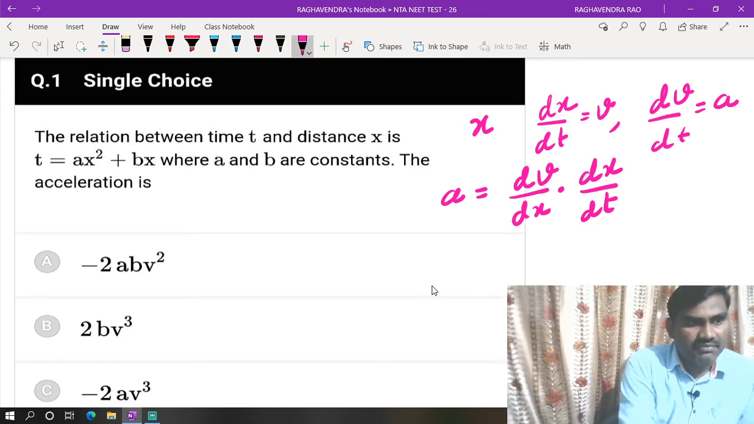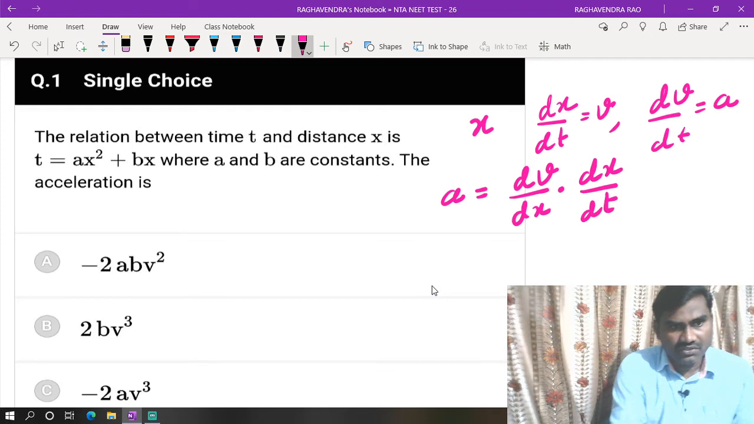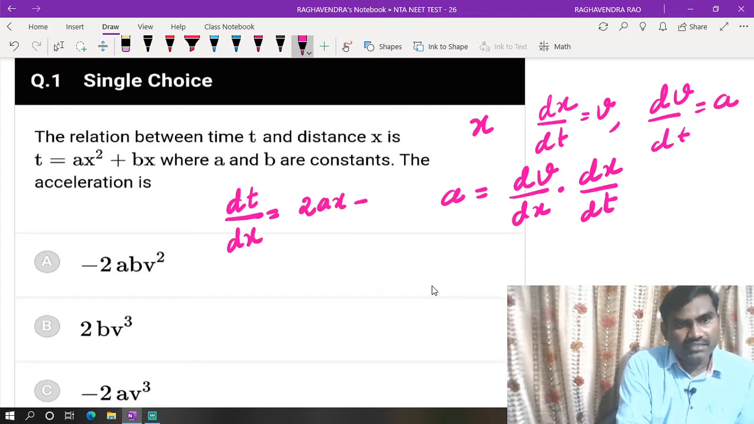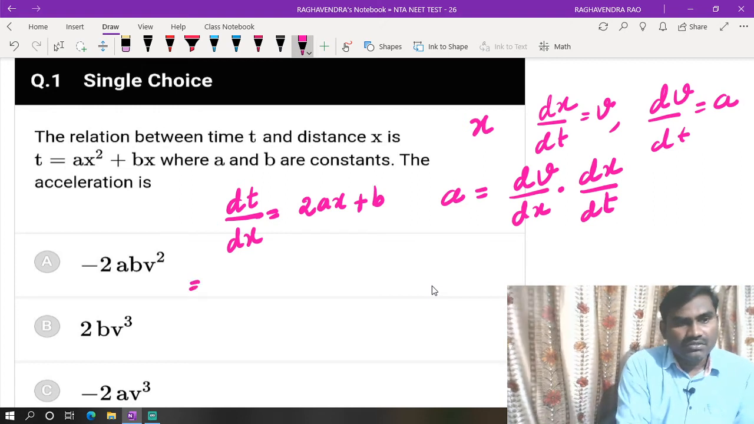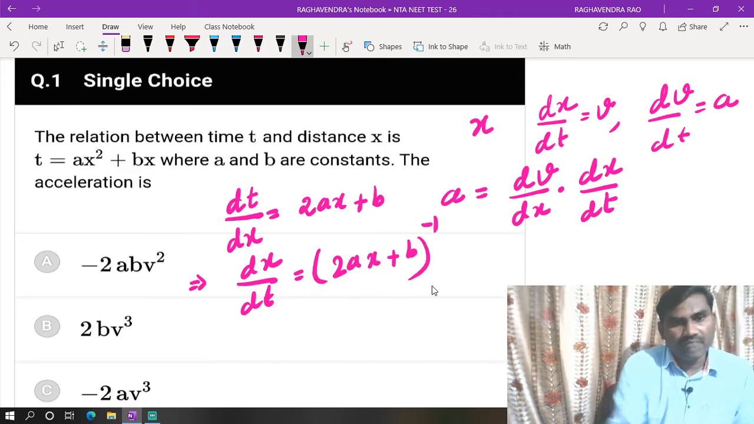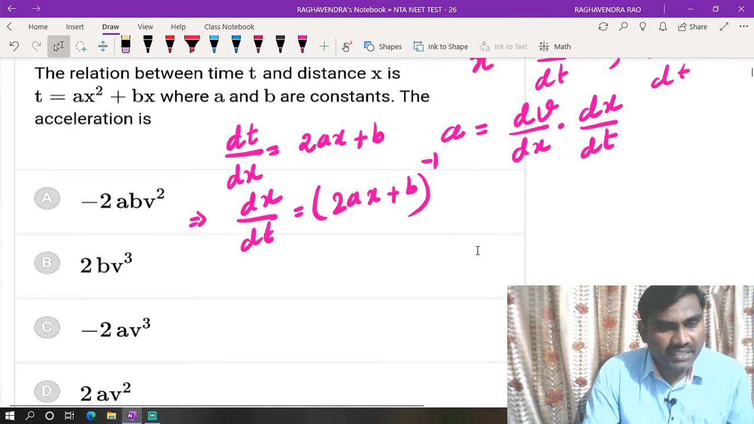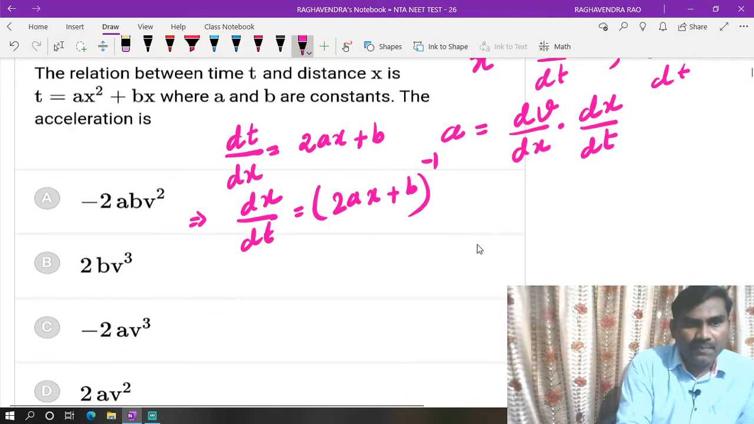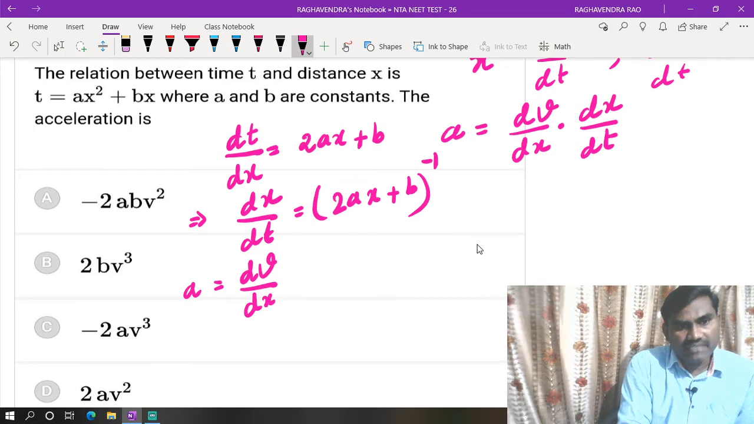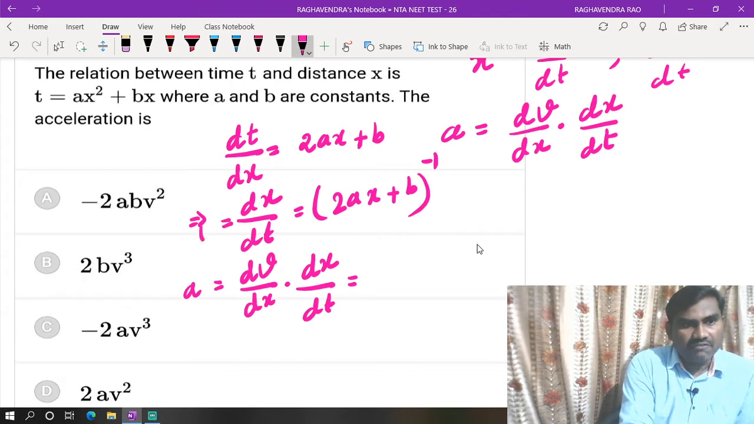But here they have given time t is equal to ax square plus bx. So now we can differentiate this. dt by dx will be equal to 2ax plus b. That is, we can write dx by dt as (2ax plus b) whole to the power of minus 1. So this dx by dt is called velocity. Now acceleration we can write as dv by dx into dx by dt. Now, this is nothing but v we can take.